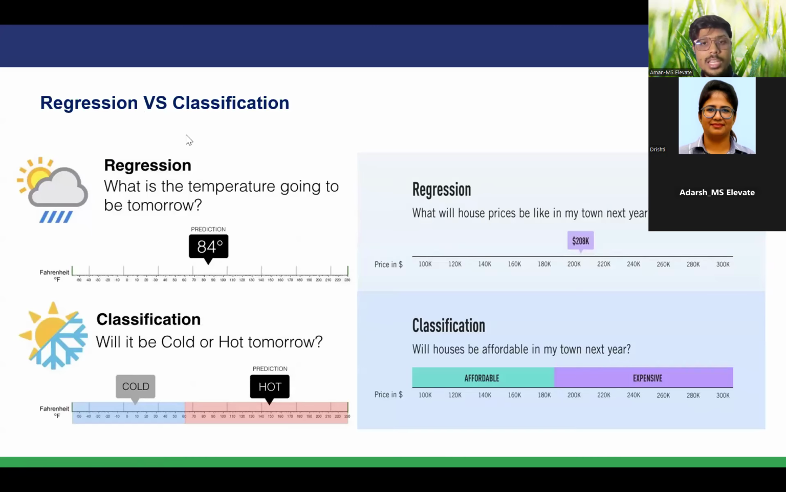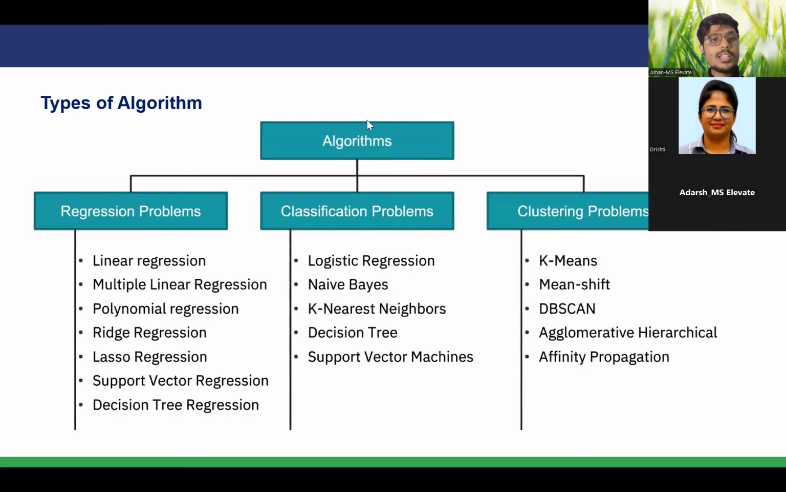So in regression, what will the house prices be like in my town next year? Let's suppose it's $208,000. And now we need to classify whether it is affordable or not. So these are the examples of regression and classification. Then these are the algorithms.